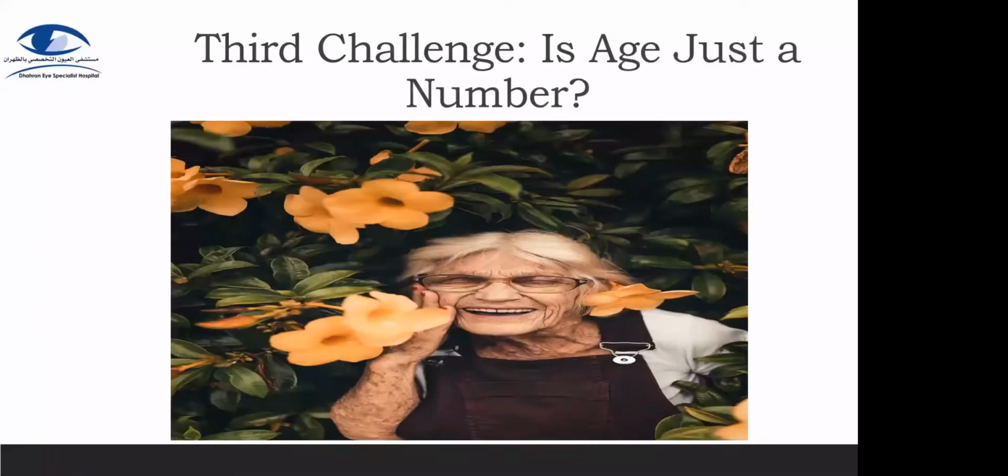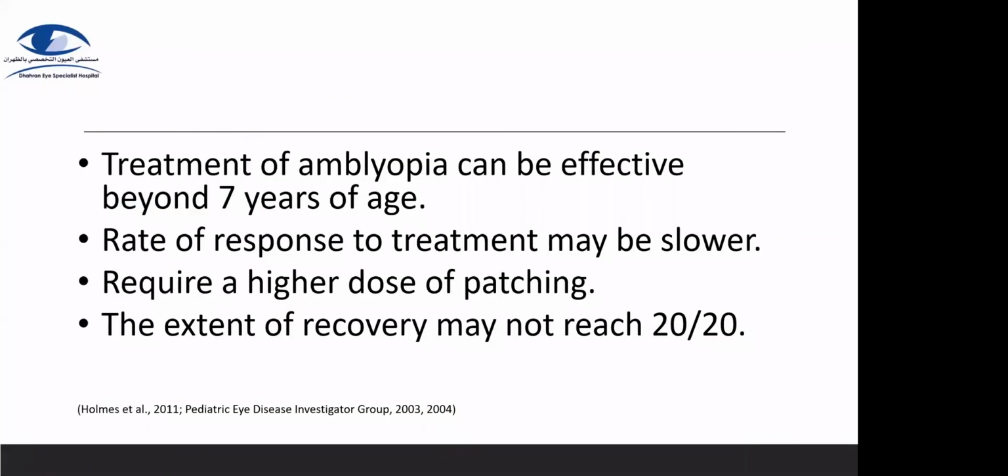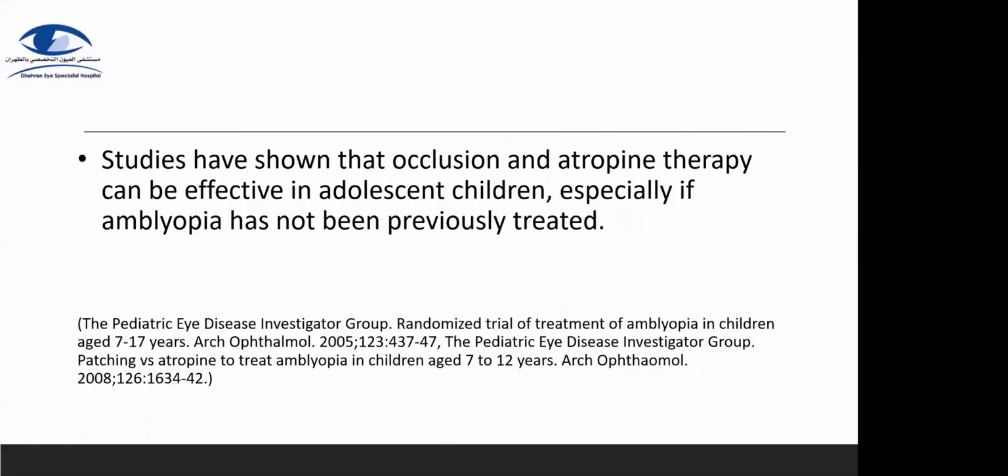Third challenge is, is age just a number? Well, the answer to this is yes and no. Age is just a number in some situations, and in some situations, it has an effect. Treatment of amblyopia can be effective beyond the age of 7, yet the treatment may be slower, the response to treatment may be slower, and it would require higher doses of patching. The patient may not reach 20/20. Yet you have to give those patients the benefit of the doubt.